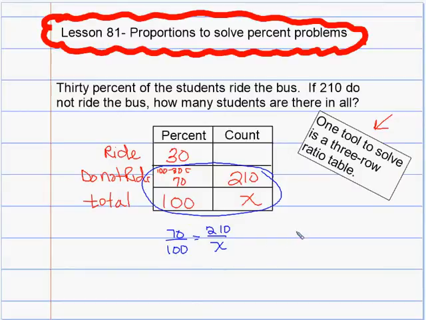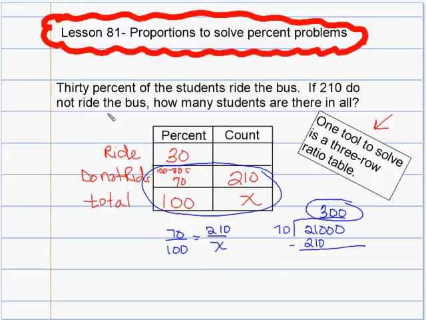If you cross multiply, you'd get 21 with 1, 2, 3 zeros, and then you would divide that by 70. 70 will go into 210 3 times, and then you'd have 2 zeros up there. So there are 300 students total. 30% rode the bus, 70% did not ride the bus, and there were a total of 300 students.